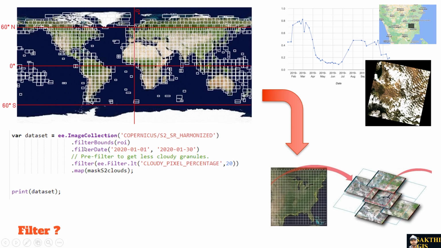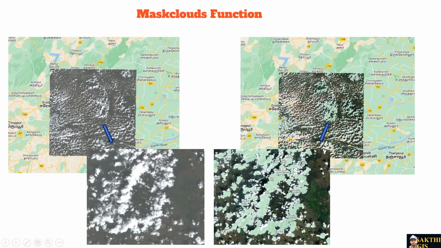For each line: first we create one variable, then we give the variable name, then we import the Sentinel-2 datasets. Filter bounds means we filter based on our ROI, the region of interest. Then filter date, we filter based on date. Then filter less than cloud pixel percentage 20 means only images with less than 20% cloud are listed, and we print that. Then we added one function called map mask S2 clouds. What it will do is mask out the clouds from the images.